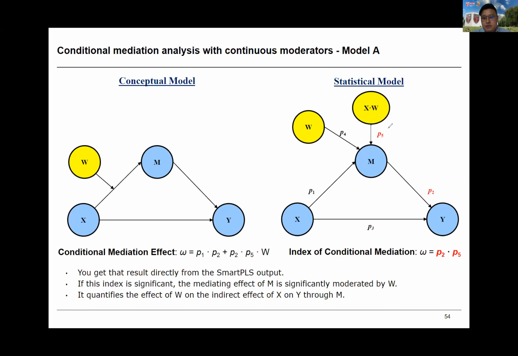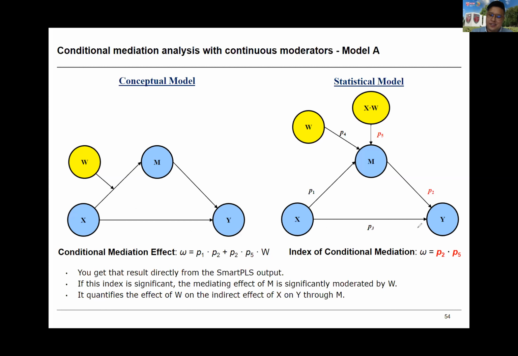But when you look at the equation of the conditional mediation effect, the formula will be omega equals P1 multiplied by P2, plus P2 multiplied by P5 multiplied by W. And this W is the moderator's standard deviation value. This is important. I want you all to take note of this formula because later we will continue to use this example.